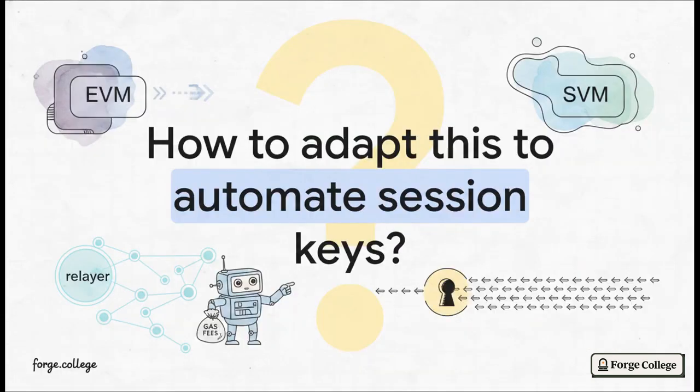Which leaves us with a really provocative thought to wrap up today's explainer. You now know how to let a relayer pay for a user's single transaction. But how will you adapt this relayer pattern to issue constrained, ephemeral session keys that automate hundreds of transactions without the user ever clicking approve again? That is exactly what we're going to tackle next as we continue our transition from EVM to SVM.